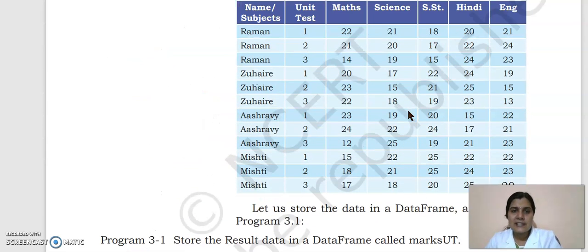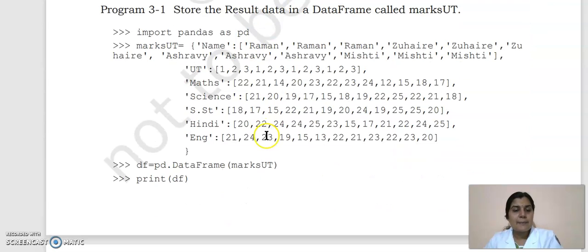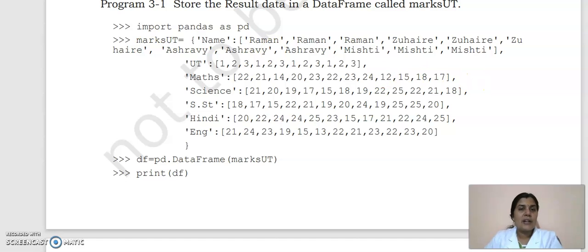Because 3 unit tests are there, so 3 rows are needed. Name means this heading. This column label is passed here as the key. We already studied this in the previous chapter. So the column label is name. For 3 unit tests, 3 times the same name is repeated. So Suhair, Ashravi and Misty.